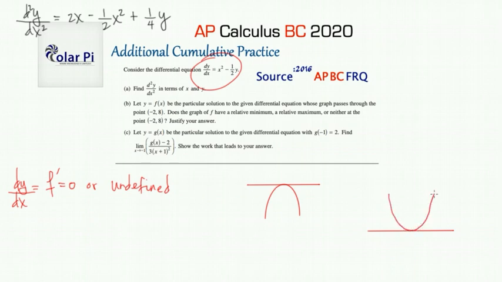But if you're concave up, then you're a local min. If you're concave down, you're a local max. If you're concave up, you're a local min. Got it. And concavity, remember, is all about the second derivative. Okay, cool. And look at what we've got.